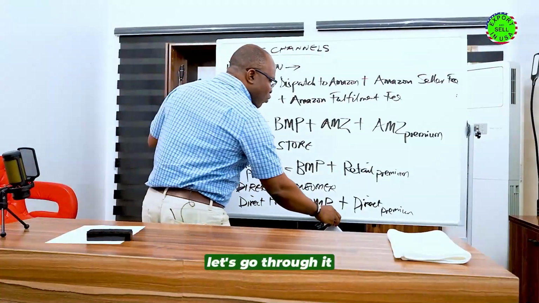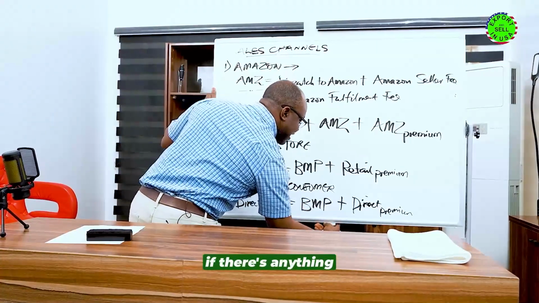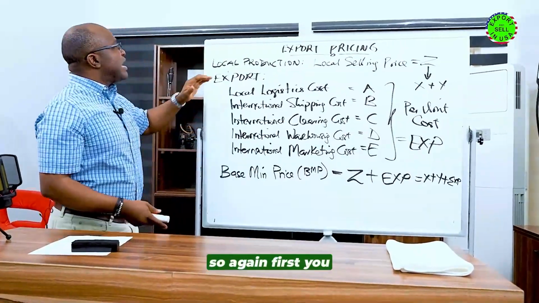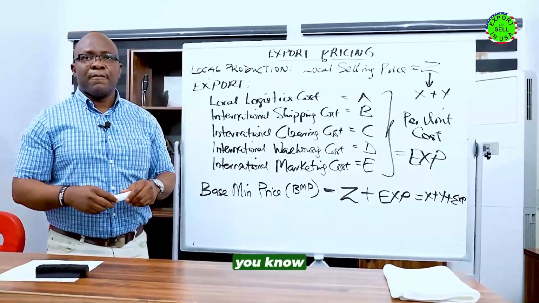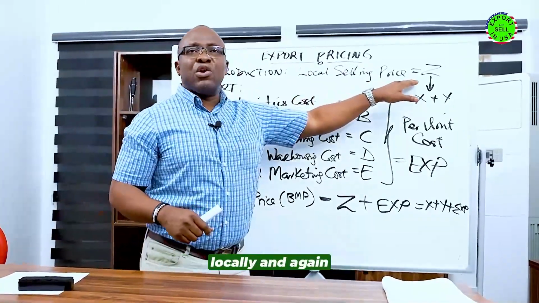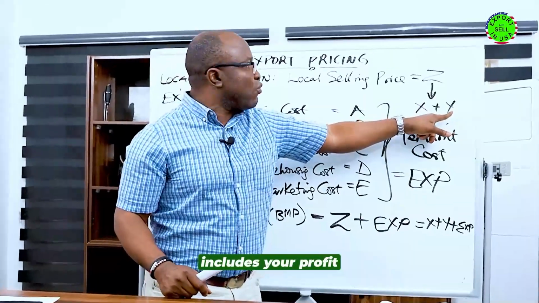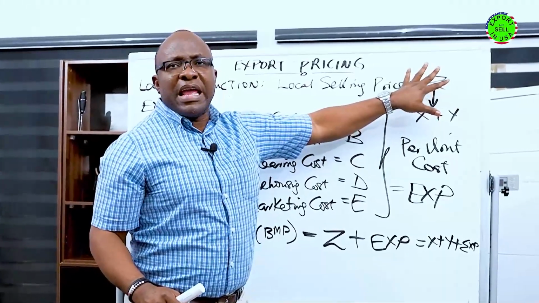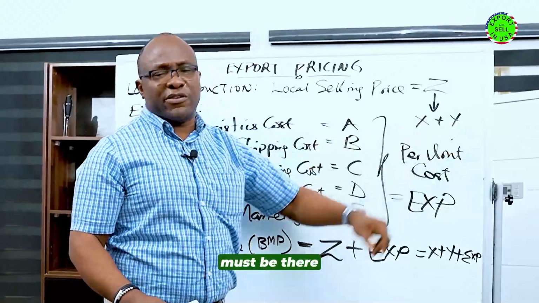Let's go through it one more time so you get a good grasp. If there is anything you didn't pick up initially, you will get a quick revision of it. So again, first, you already have that product, right? Local production. You know how much you're selling it locally. And again, your local selling price already includes your profit and your cost of production. So from here, you are making money. Even if you are going into export, you should not lose. That profit must be there.